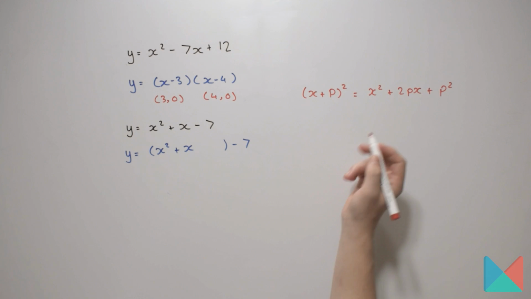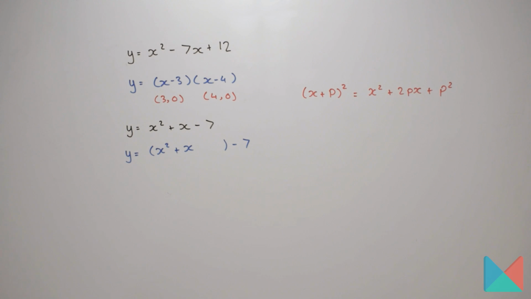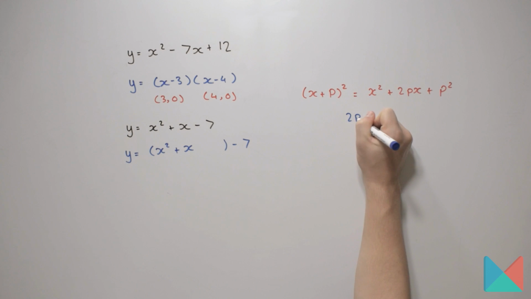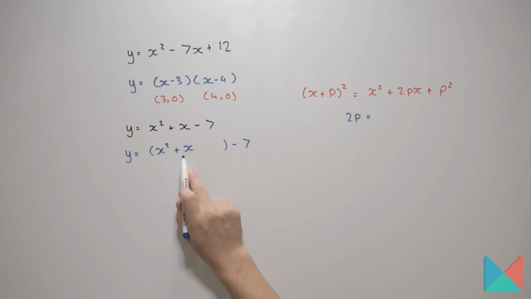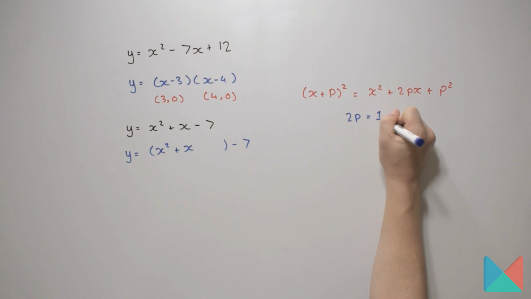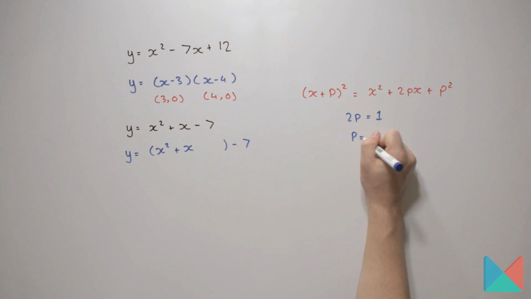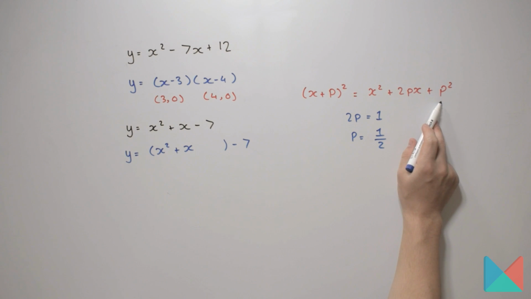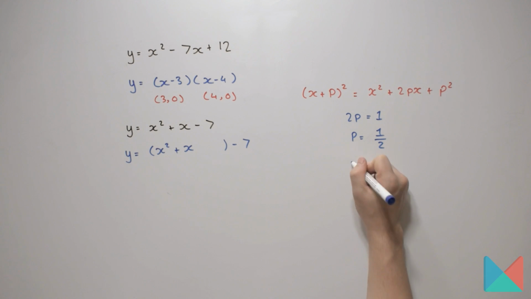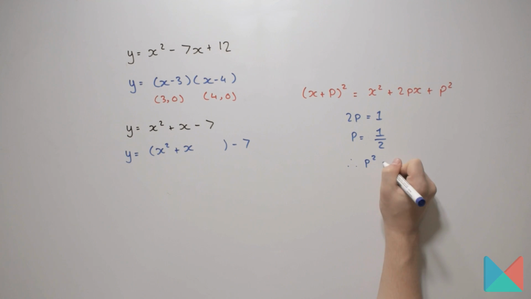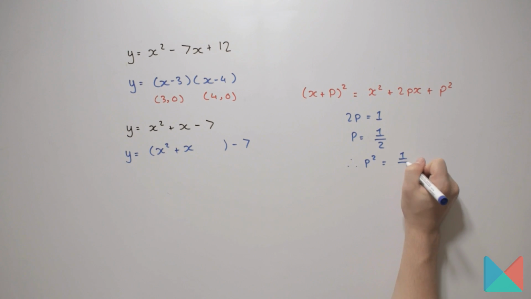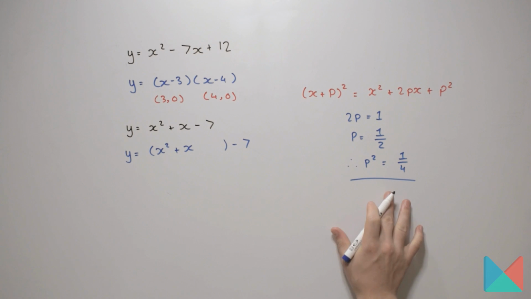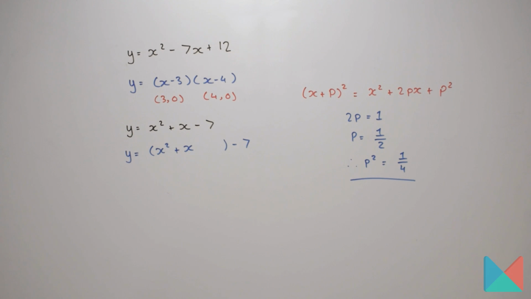And so if we write onto the right hand side here, we'll have an expression 2p is equal to our coefficient in front of the x, which is 1 in this case. And so rearranging for p, we get p is equal to 1/2. And then if we square p to get our constant out the front, we get p squared equals to 1/4. And so now we have this p squared value, which we can add into our brackets to turn this expression into a perfect square binomial.